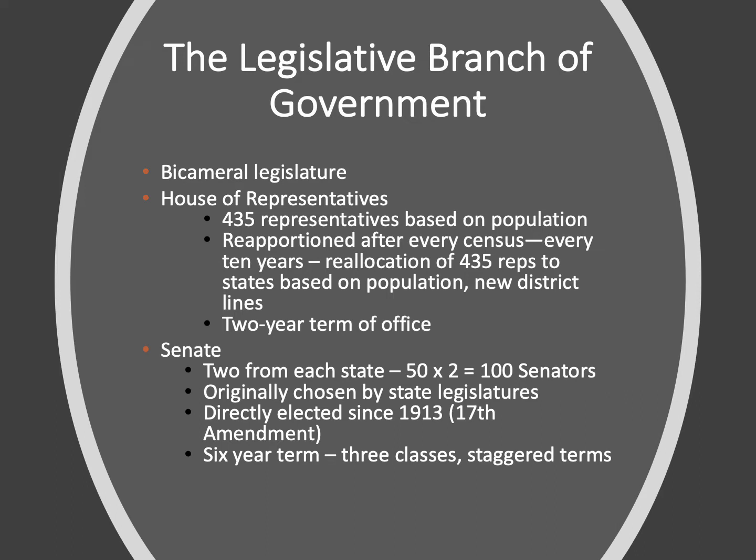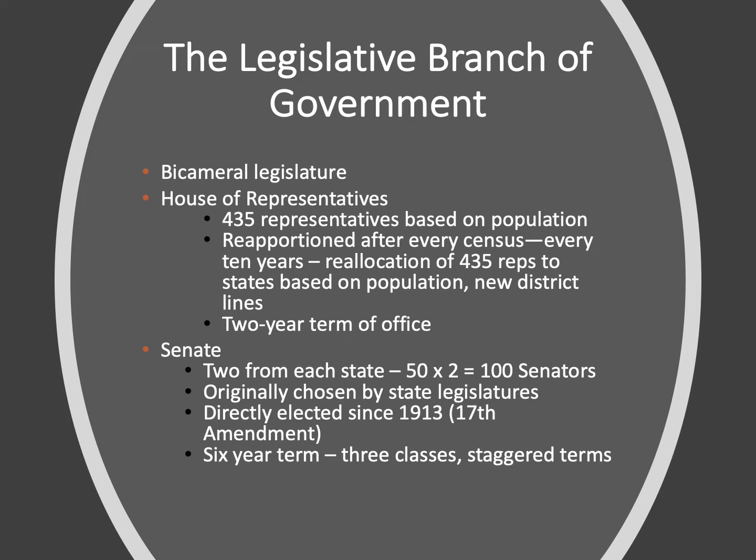And the number is fixed at 435, but those 435 people or seats are reallocated after each census based on the number of people who are in each state. So after the 2020 census, there's a reallocation of seats to the states that grew and the states that lost population. Members of the House have a 2-year term. That is, every 2 years they have to run for re-election.